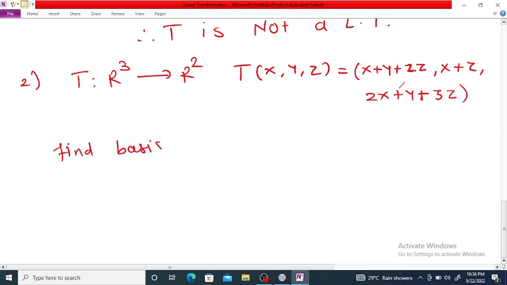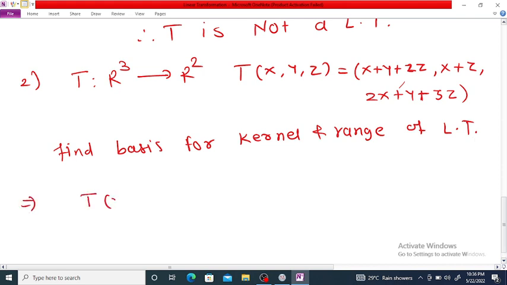and range of the linear transformation T. Okay, so the map is given, I am writing here again, T of x, y, z is a linear transformation and is given as x plus y plus twice z, then x plus z, and twice x plus y plus thrice z.